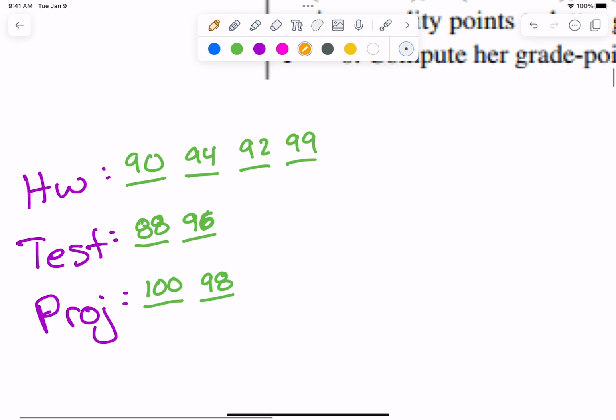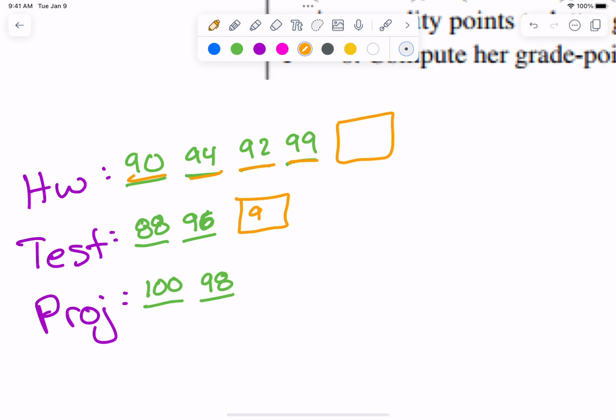Okay. So out of your homework grades, what's the average homework grade? If you add those all up together and divide by 4, what do you get for an average? Okay. What's your average test grade? If I have an 88 and a 96, what's the average of those two numbers? 92 is the average of those two. Okay. What's the average of 100 and 98? 99, right? What's the average of the top one? 93.75? Yep.